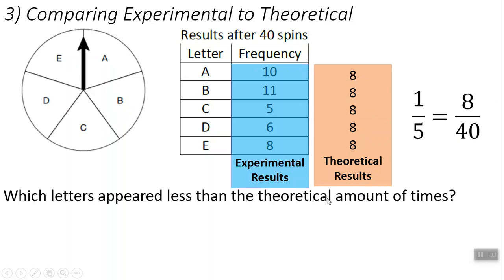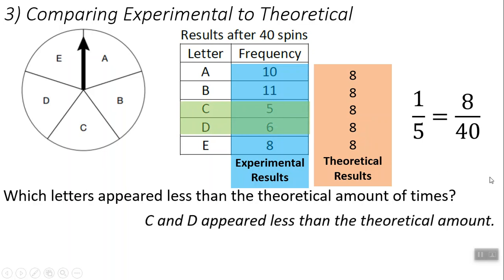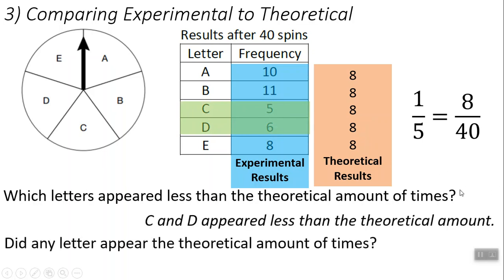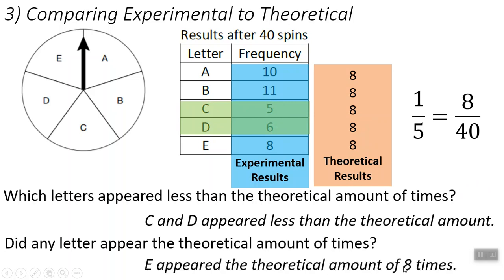So which letters appeared less than the theoretical amount of times? Well, C appeared 5 times, D appeared 6 times. So C and D appeared less than the theoretical amount. Did any letter appear the theoretical amount of times? Yes, E appeared the theoretical amount. Theoretically should have gotten 8, and he did the experiment, and he did roll E 8 times.